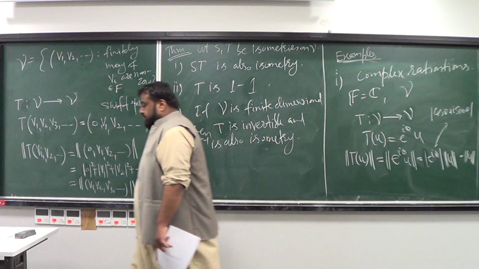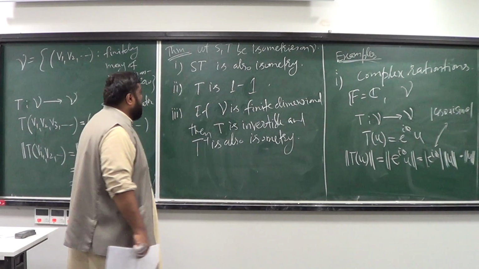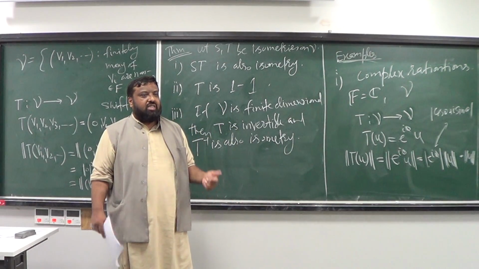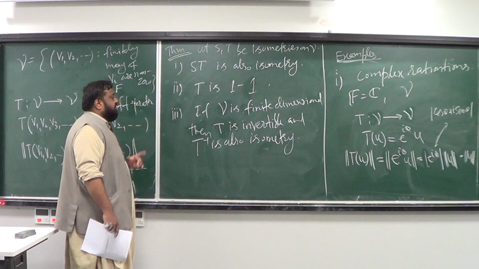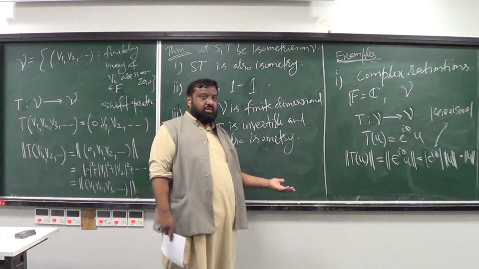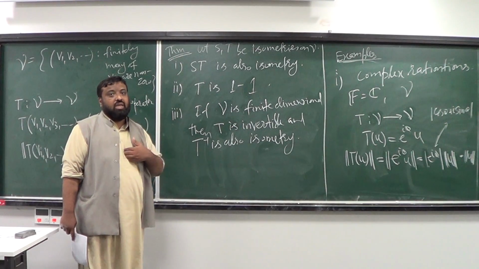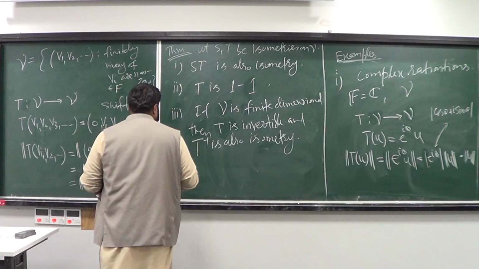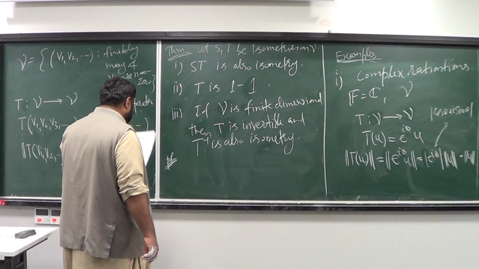So you have two isometries, compose them, still an isometry. An isometry is a 1-1 map, so it does not change the sizes of the sets. And if V is a finite dimensional vector space, T is going to be invertible, and the inverse of it is also going to be an isometry. These are some of the basic properties that I would like to quickly prove.